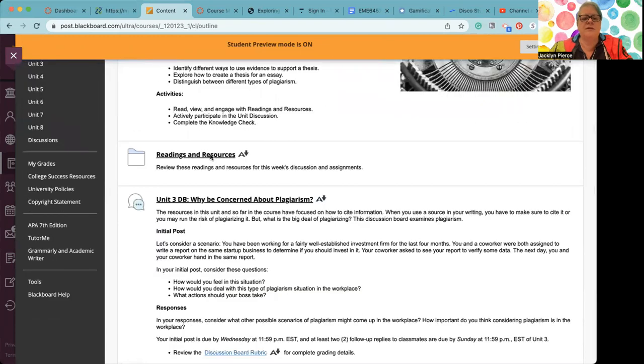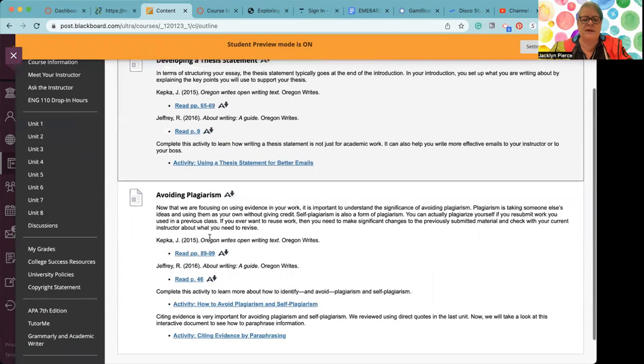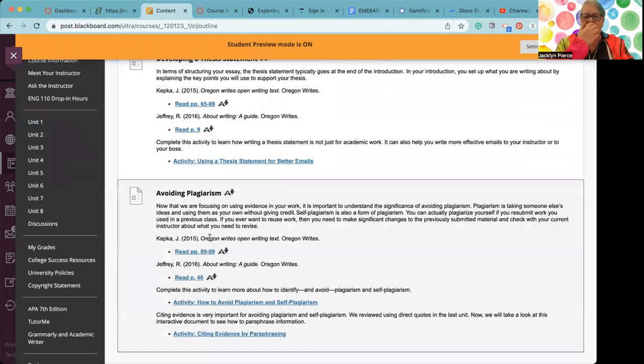So under readings and resources, as usual, you will have some stuff to read, and you will have activities that will help you learn the lessons more deeply. I cannot stress enough to you how important it is for you to do everything on this readings and resources list before you try to tackle the assignments.